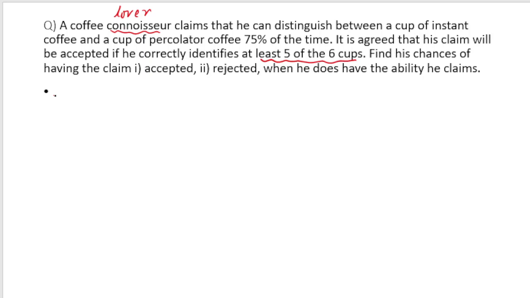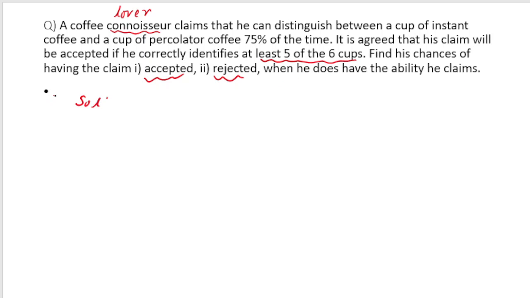You, being a suspicious man, say that no, I don't buy your claim. You have to prove it. And you have set a rule that I will offer you 6 cups of coffee, maybe of any type, and if you are able to identify at least 5 times correctly whether it is an instant coffee or a percolator coffee, then I will agree that you are actually a coffee lover, right? Now find his chance of having the claim accepted and rejected when he does have the ability he claims.